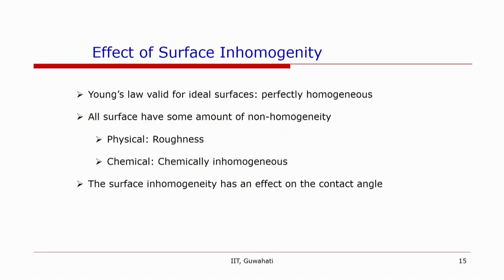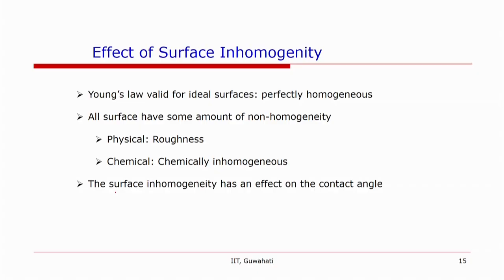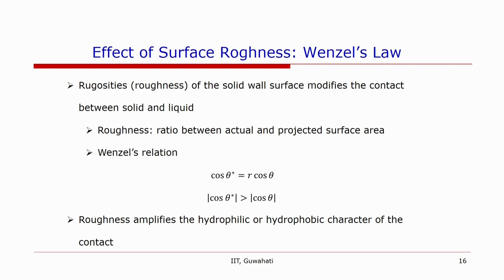So we need to take these into account and see if the contact angle varies. Actually, it has been observed that the contact angle varies on such surfaces. So the surface inhomogeneities, both physical inhomogeneity in terms of the roughness and chemical inhomogeneity in terms of the structure of the material, or the different chemicals or different materials that are there on the surface, both affect the contact angle. So two different laws describe the two effects. For the physical effect, or the roughness effect, that is given by Wenzel's law. We are not going to derive it here.